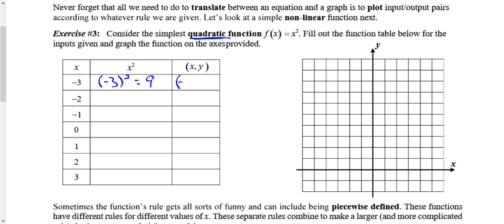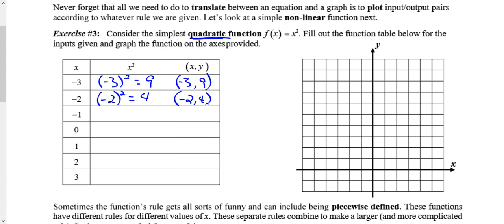Oh, you were giving me those, I see. Negative 3 comma 9, right? And then negative 2. Notice I'm using parentheses, right? Because without the parentheses, the negative's not getting squared. So it's negative 2 squared, 4. So the coordinates are negative 2 comma 4.